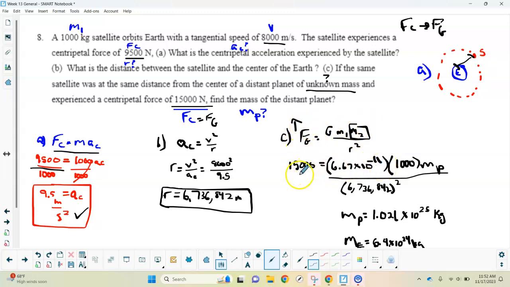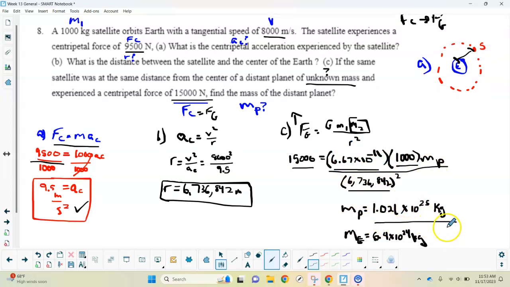So we basically just plug in all the numbers. So 15,000 is the force of gravity. We know 6.67 times 10 to the negative 11th, that's the gravitational constant, big G. Mass of the satellite's 1,000, and then the radius squared because the radius is the same radius as in part B. We're looking for MP, so again, you do all that work, and you get 1.021 times 10 to the 25th kilograms. That is larger than the actual mass of the Earth, which is only like 6.4 times 10 to the 24th kilograms. So that is the review.